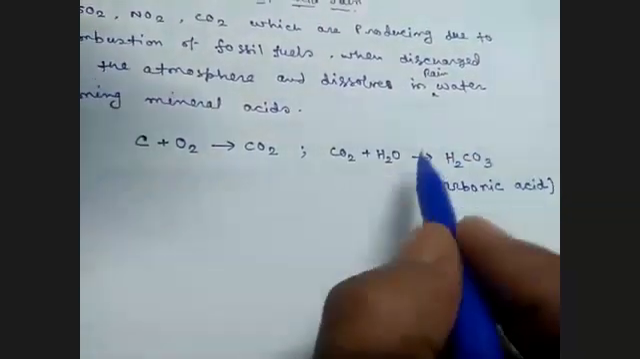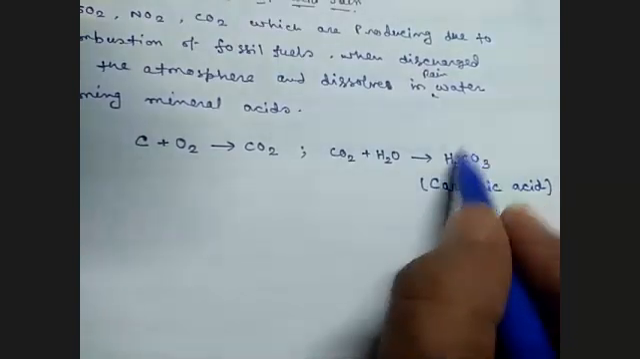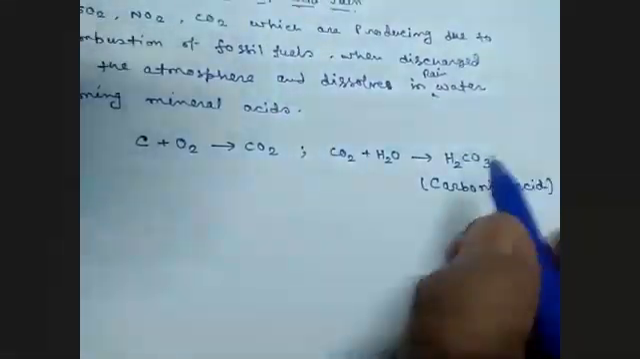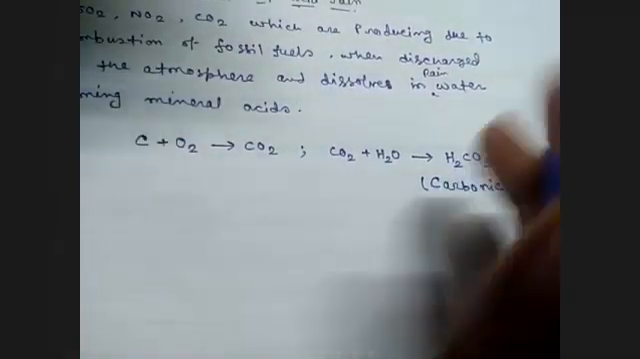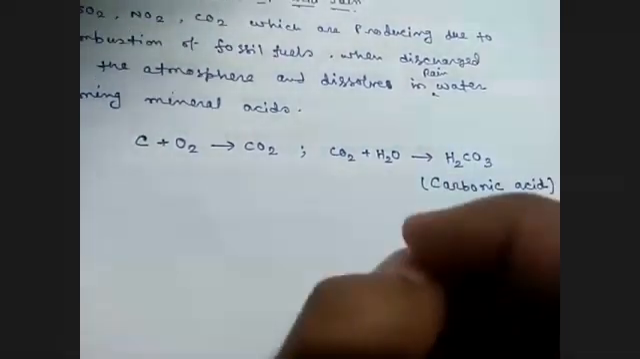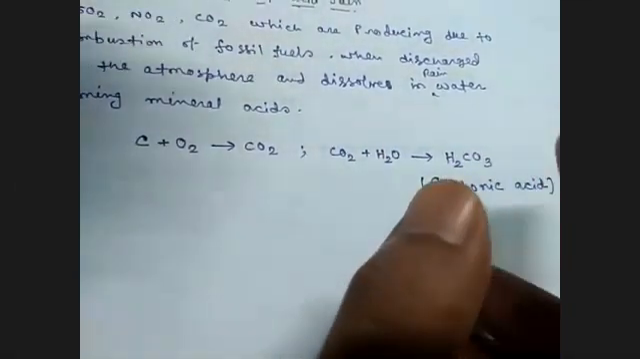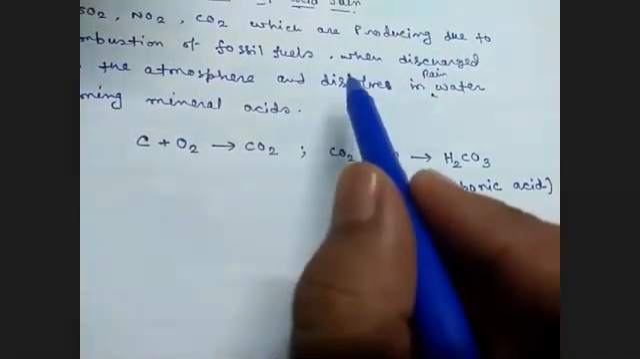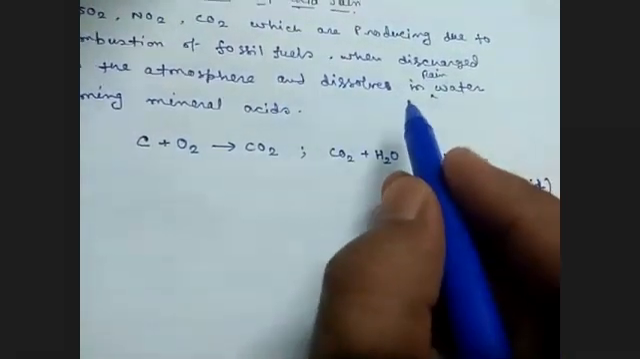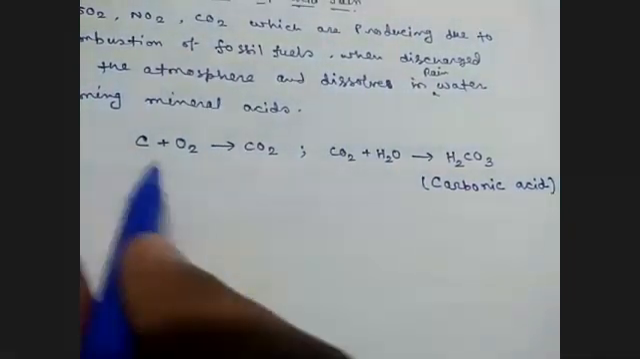When acid rain contains only carbonic acid, then its pH value will be in the range of 5.6 because this is a weak acid. But when sulfur dioxide and nitrogen dioxide mix in addition to carbon dioxide, then it will form mineral acid. Mineral acid means sulfuric acid, nitric acid, and they are strong acids. So the pH value of those acid rains falls into the range 5.6 to 3, near about 3, because they are strong acids.